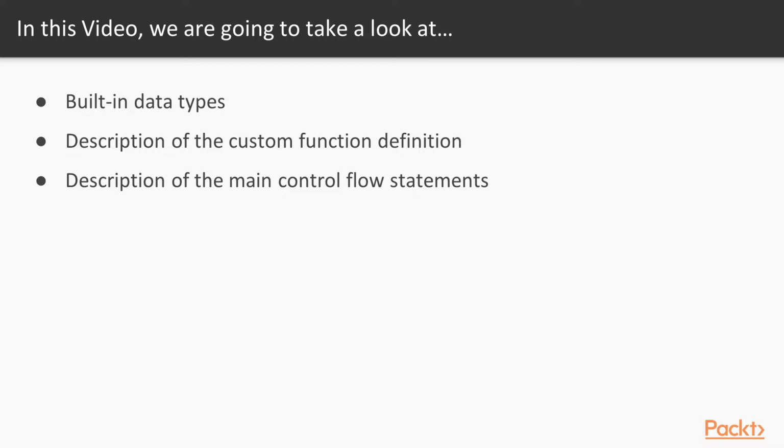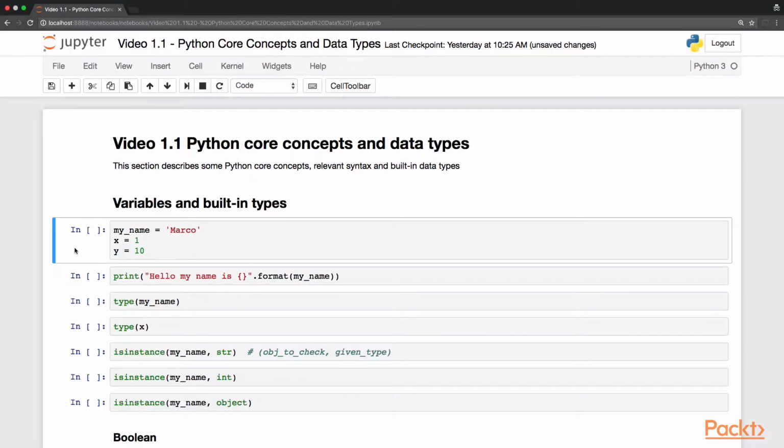We're going to discuss the built-in data types, comparisons and truth values, the definition of custom functions, and finally some control flow statements. So we're going to start with a brief introduction of some Python core concepts and built-in data types. For this session, we're going to use Jupyter Notebook as interactive Python environment. With this interactive environment, you can edit your code online and observe the results, so it's a very convenient tool for tasks such as exploratory analysis.